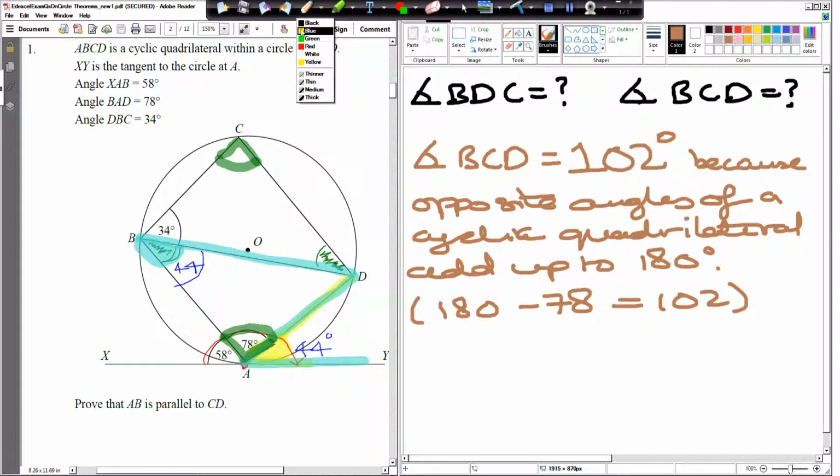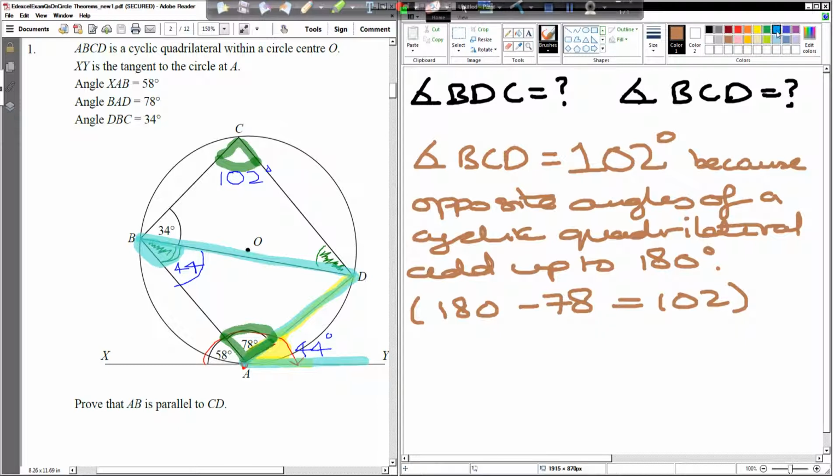So let's go back to here. Let's get our blue. So that angle there is now, what is it? 102. We just worked that as 102. Okay, we're going to make another statement now. Now, if you look at the triangle BCD, what can you tell me about the triangle BCD? Angle BDC, this one here, is equal to what? Is equal to 180 minus also, isn't it?